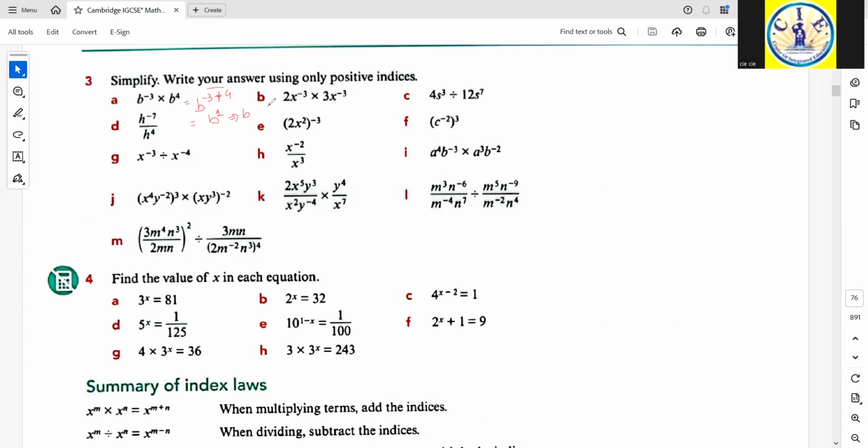For part B, we first of all need to multiply the coefficients. So this is going to be 6 and then x raised to the power negative 3 plus negative 3, which is 6x raised to the power negative 6. Now, since we had to give the answer in the positive index, this will give us 6 times 1 upon x raised to the power 6.